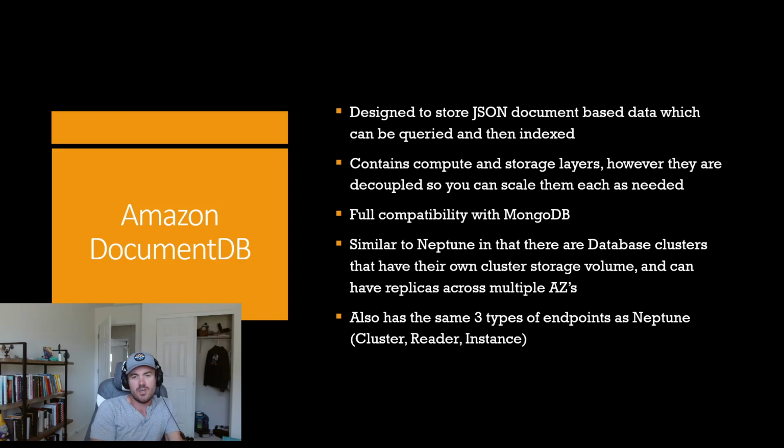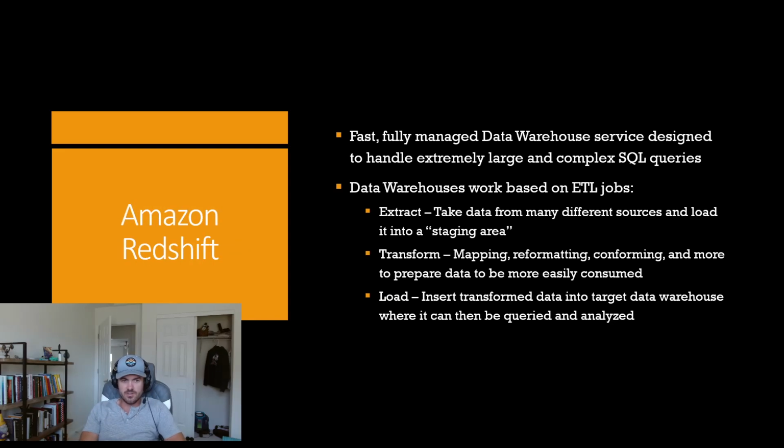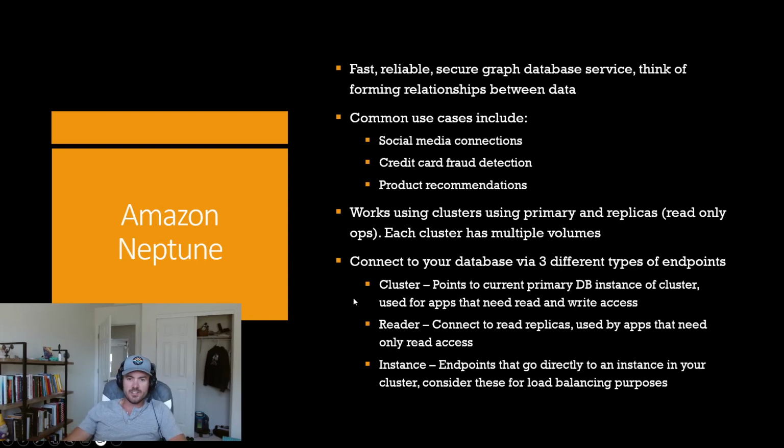Okay? It's similar to Neptune in that there are database clusters that have their own cluster storage volume. And you can also have replicas across multiple availability zones. You also have the same three types of endpoints as Neptune. So you've got cluster, reader, or instance endpoints. And again, if you need to remind yourself what those are, here they are. Okay, cluster, reader, instance endpoints. Okay.